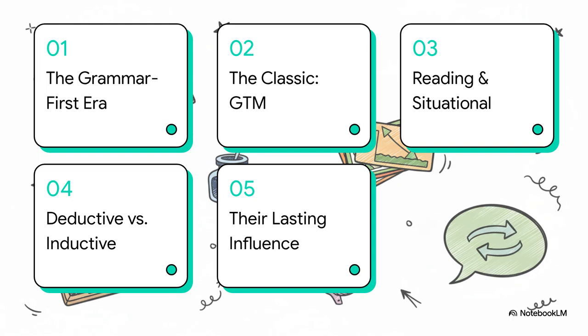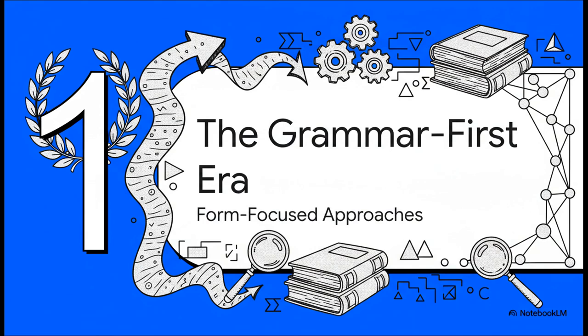All right, here's the game plan for this explainer. We'll kick things off with the whole grammar first idea. Then we'll look at the classic method, grammar translation. After that, we'll see how things evolved, unpack the learning theories behind it all, and finally, check out the influence they still have today.